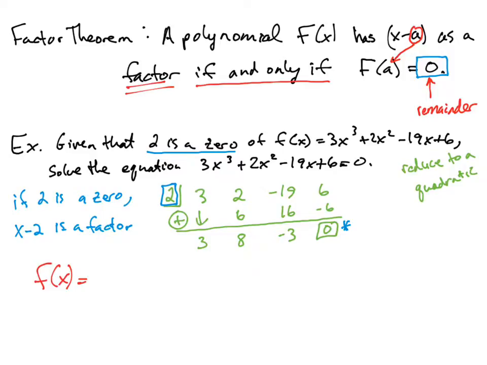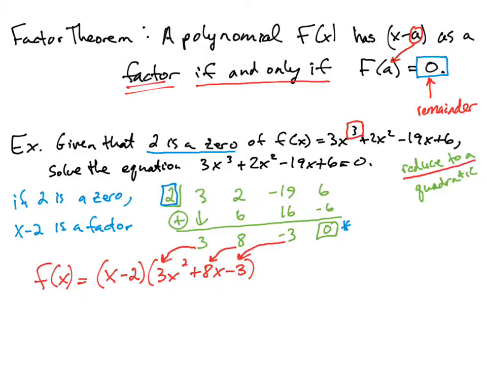We didn't factor it completely, but we found one of the factors. One of the factors is x minus 2, and the second factor is 3x squared plus 8x minus 3. These values in the quotient just become the coefficients here. And again, we started with a polynomial that was third degree, so after the division, we should have second degree in the quotient. Okay, so we factored this partially, and remember the goal was to reduce this to a quadratic. And what we have here in the second factor, that is a quadratic.